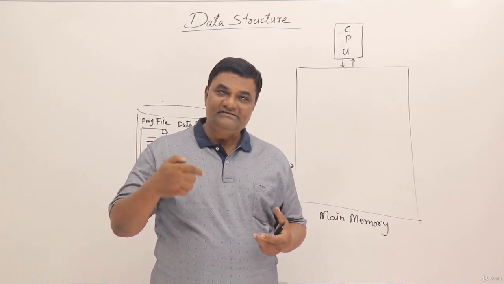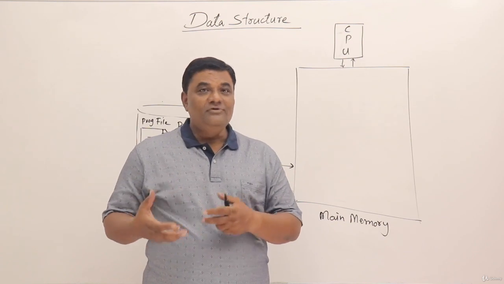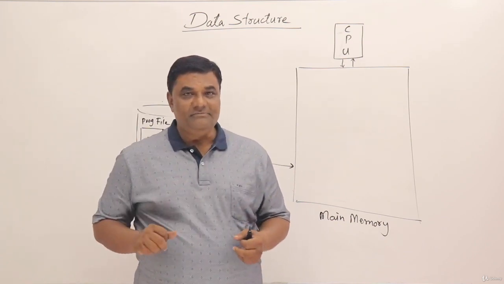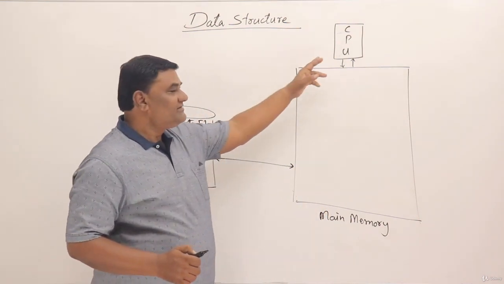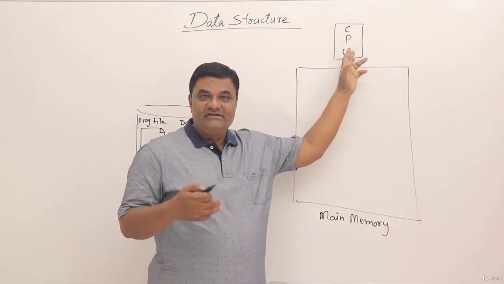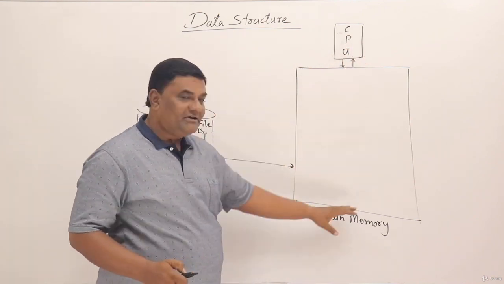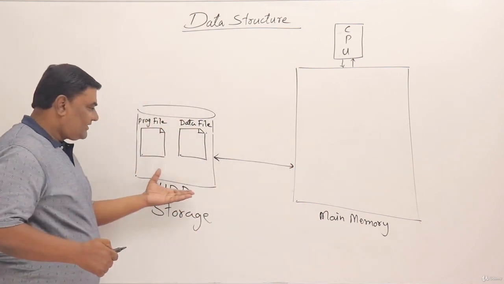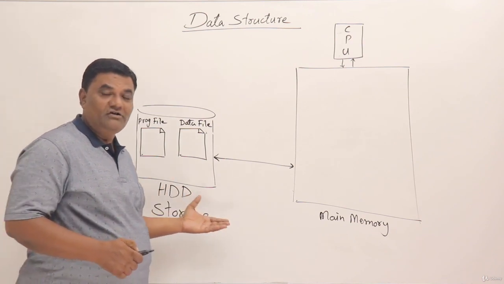So I'll take an example and explain in detail how the program utilizes data and how it puts the data inside the main memory. Let us look at this diagram. Here is the CPU processor, that is the central processing unit, our microprocessor, and this is main memory. Let us say this is RAM, and this is storage, that is hard disk drive or external storage, or we just call it storage.